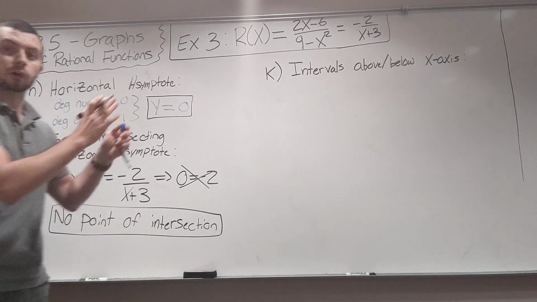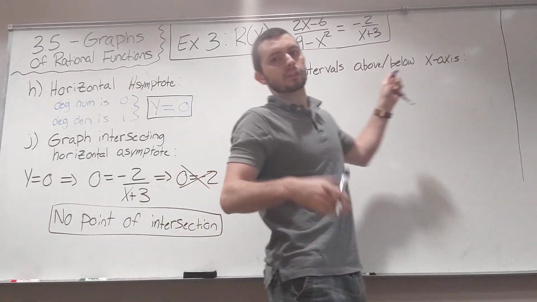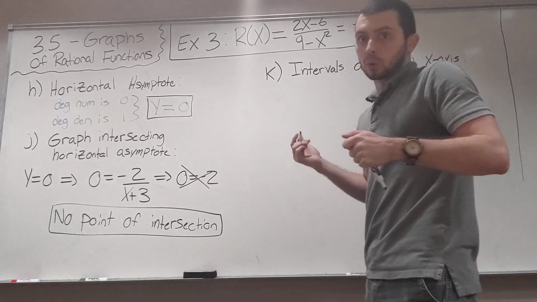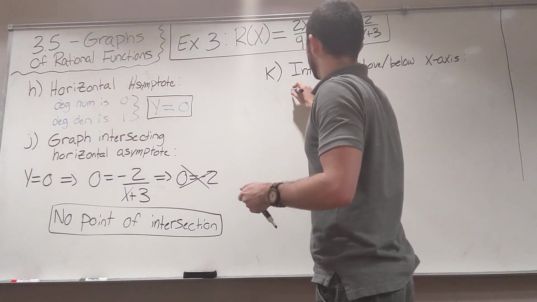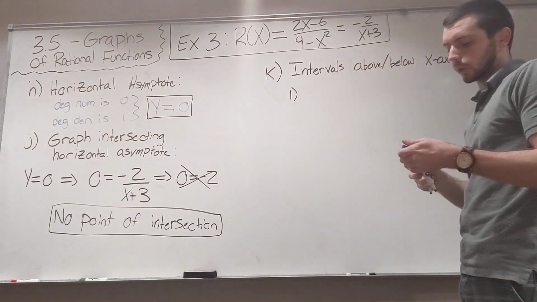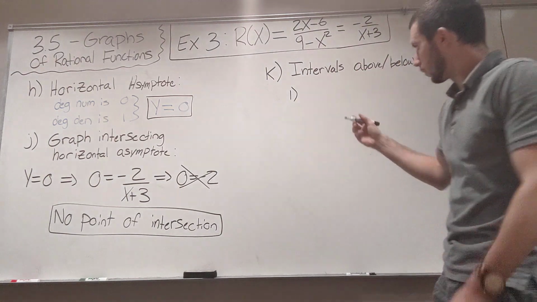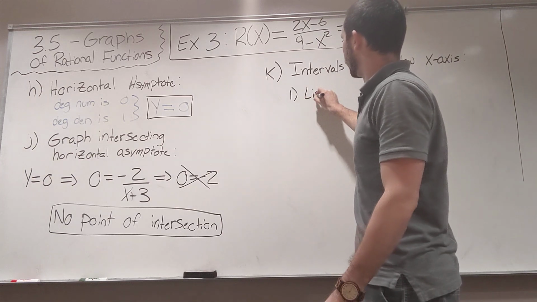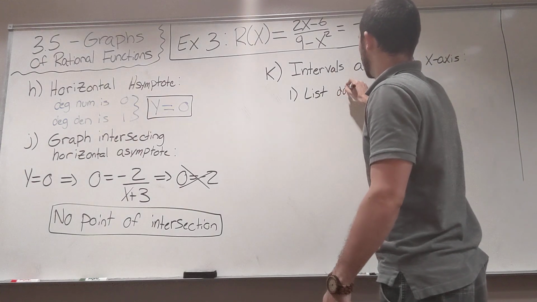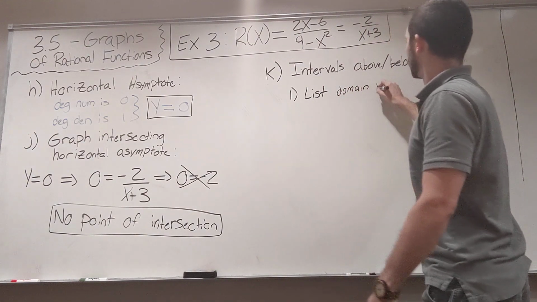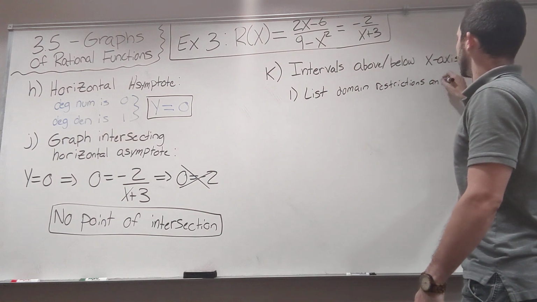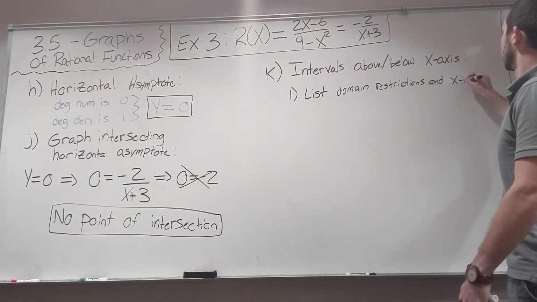And we move on to part K. This is, again, similar to the other problems. Part K first requires us to make a list for finding the intervals above the x-axis and below the x-axis. So we're making a list, and this list will contain domain restrictions and x-intercepts.